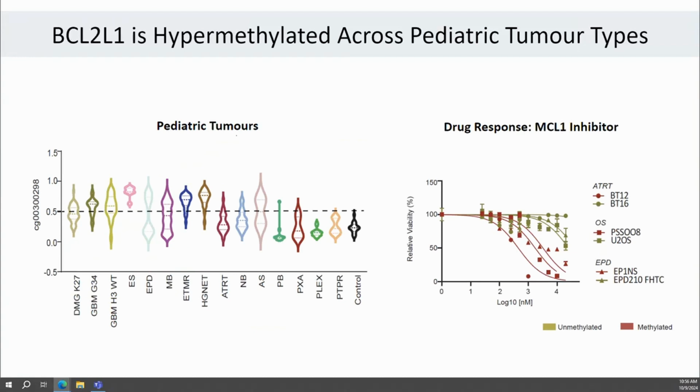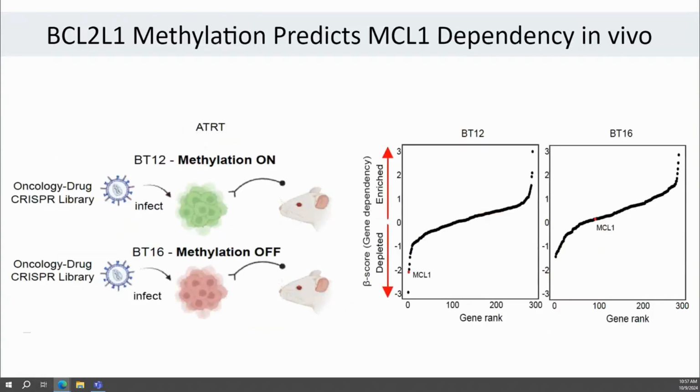So we've looked at tumors. Up until now, we've shown you only cell lines, but this is data from different types of pediatric tumors. You can see that overall, many pediatric tumor types, both CNS cancers and extracranial cancers, have either high methylation at the BCL2L1 locus or have a binary pattern. And lastly, you can see that the drug response does also correlate in these other tumor types, in ATRTs, osteosarcomas, and ependymomas. In each case, the methylation site correlates to response to the MCL1 inhibitor.